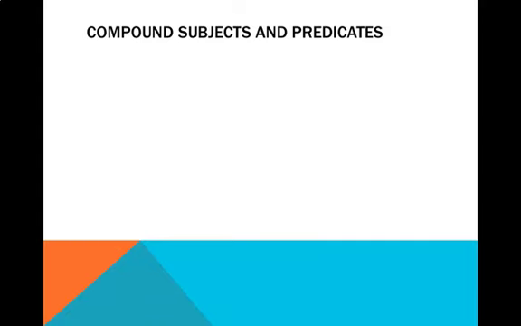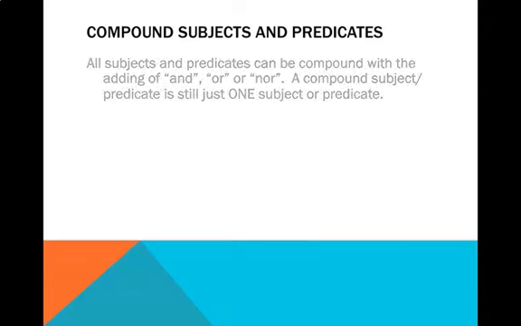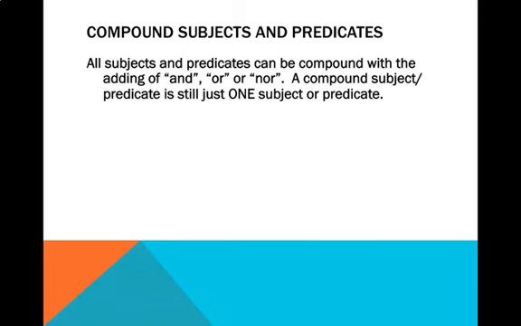Now, anything can be compound. Subjects, predicates, direct, indirect objects, other things that we're learning, predicate adjectives, predicate nominatives, objects of the preposition. It doesn't matter. It can be compound. And what happens is you'll find conjunctions like and, or, nor, and they're what make the unit compound. It doesn't matter how many subjects you have that have been compounded, it still acts like one subject.